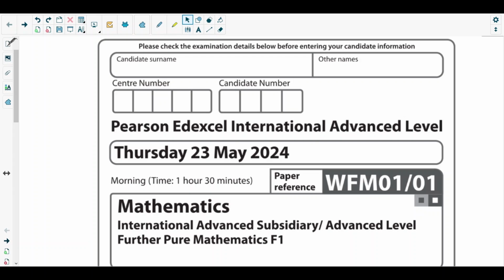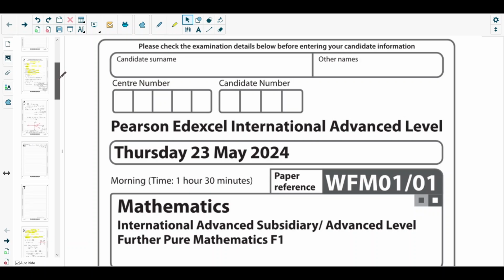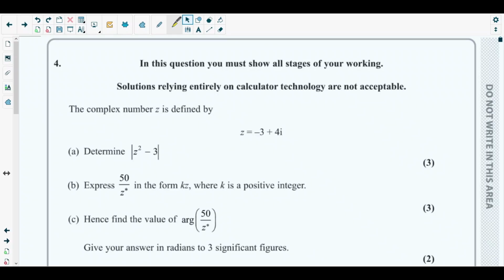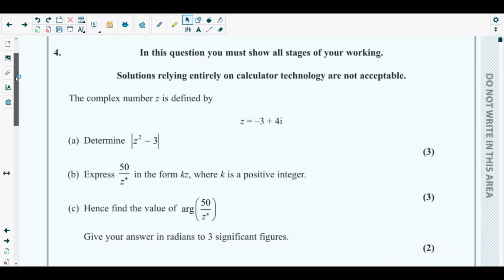In this video, we will be solving question number 4 from the most recent past paper of further pure mathematics, which is the May 2024 F1 paper. So let's get started with question number 4 of the paper.